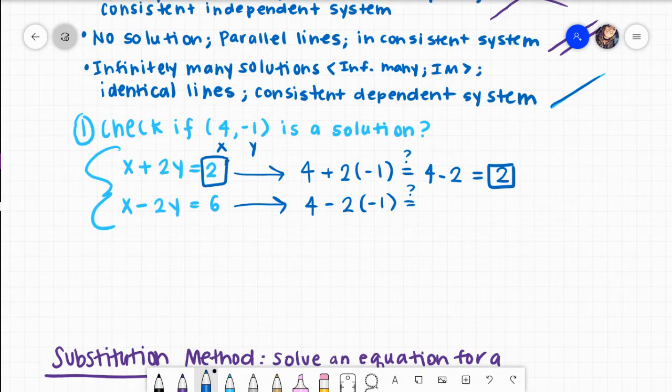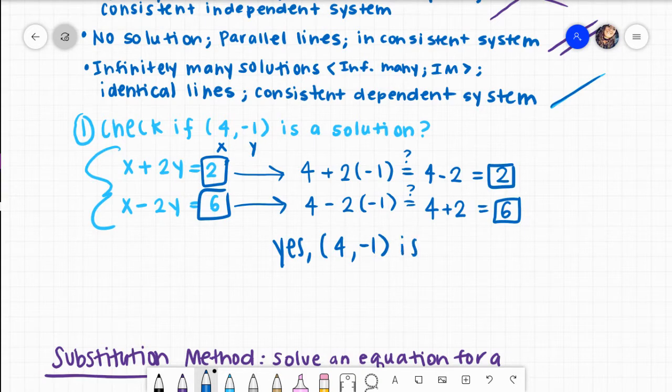Then on this bottom equation, we have 4 minus 2 times negative 1. 2 times 1 is 2. Signs are the same, so it's positive. Whenever you add those together, you get 6. And I notice right here that I get 6. So the answer would be yes, 4 comma negative 1 is a solution.